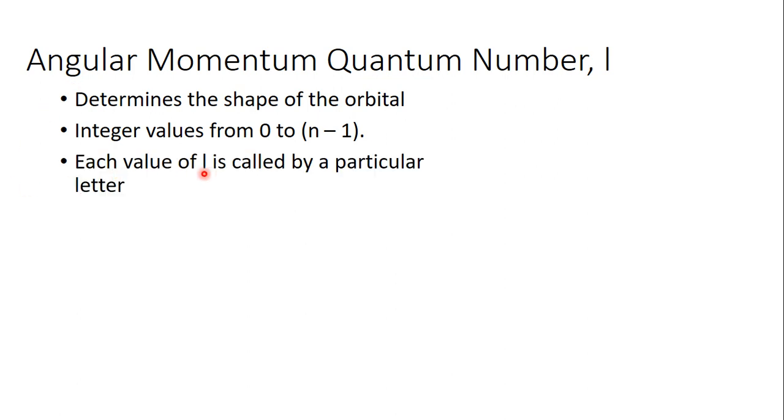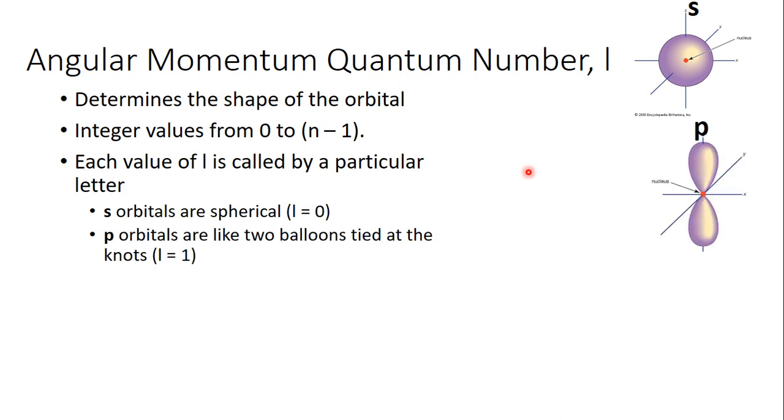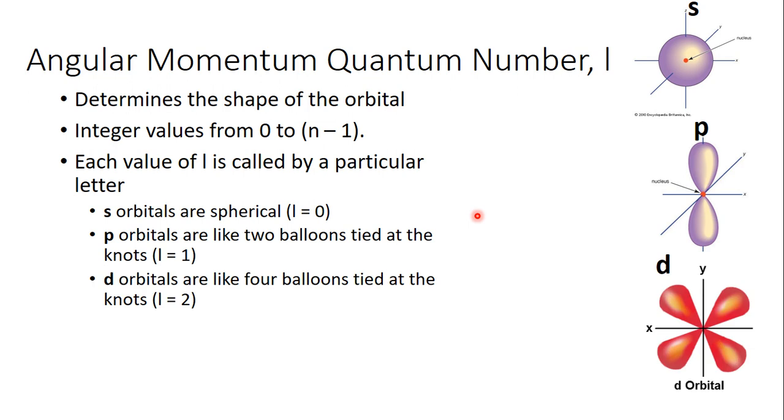Each value of L that we have, we give it a particular letter so we can remember the shapes easier. So if we have an L number that is 0, we call that S. S orbitals are spherical, that's why we call them S orbitals. If it's P, it looks like this figure 8, or 2 balloons tied at the knot. That's for L equals 1. We get a P orbital.